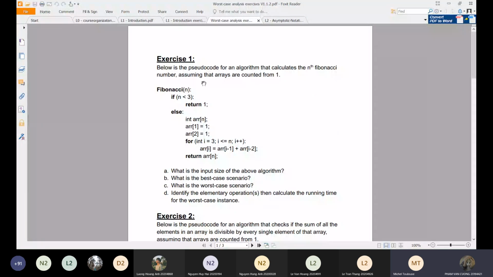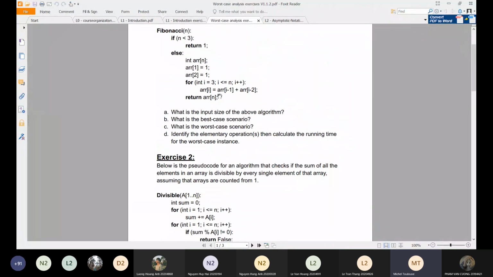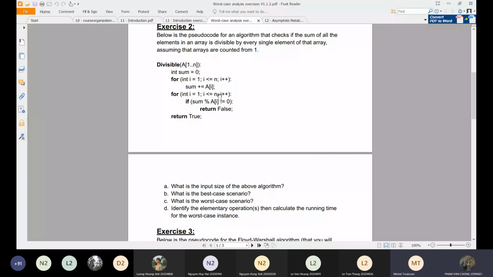We are done with exercise 1, right? Do you have any questions? I think we are. Now moving on to exercise 2. Below is the pseudocode for an algorithm that checks if the sum of all the elements in an array is divisible by every single element. You can read the algorithm here. And so what is the input size of the above algorithm? It's easy.